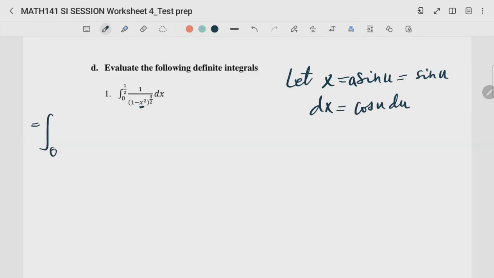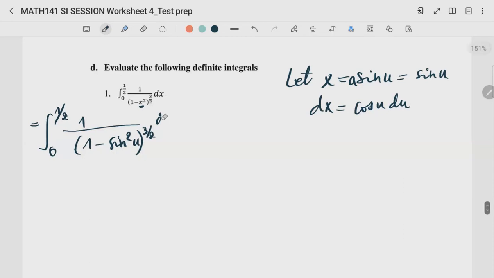Applying it to the integral, we will have the same integral from 0 to half of 1 over 1 minus sine squared of u to the 3 over 2, times cos u du. Please mute yourselves so there's no background noise.